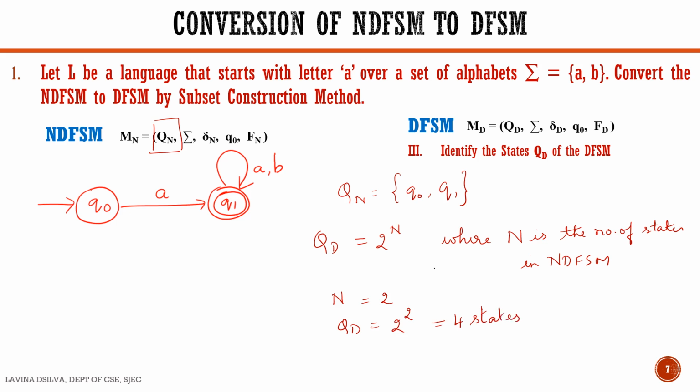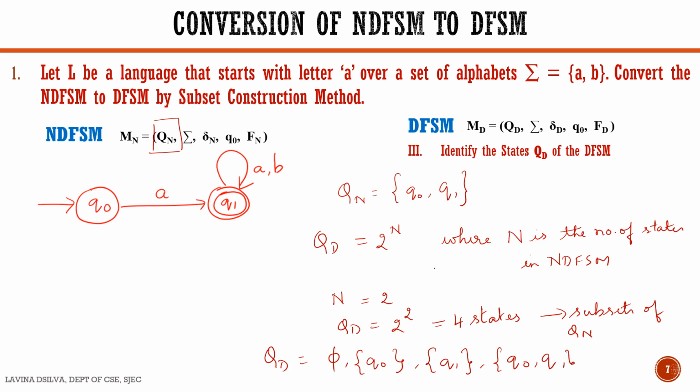And these 4 states are the subsets of the states of Qn. Therefore, QD will have one empty set, then the one-element sets, that is Q0, then Q1, and then we have Q0 and Q1. Therefore, we have 4 states in the DFSM.